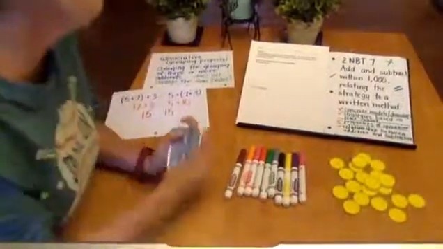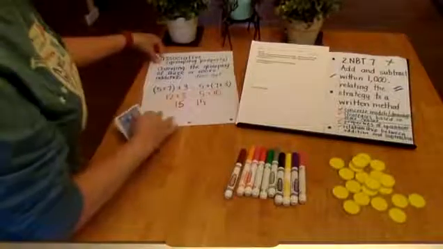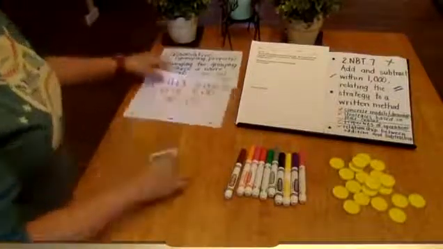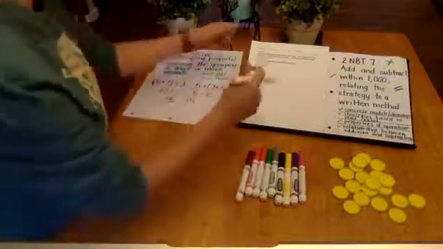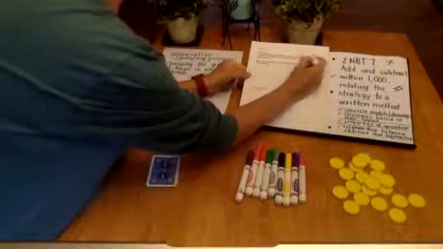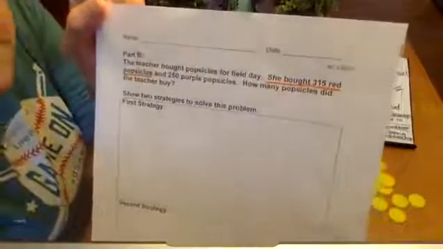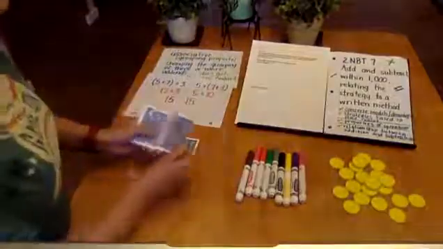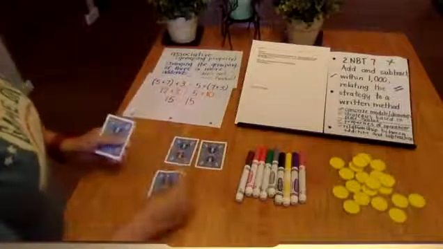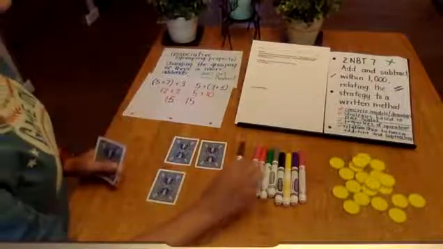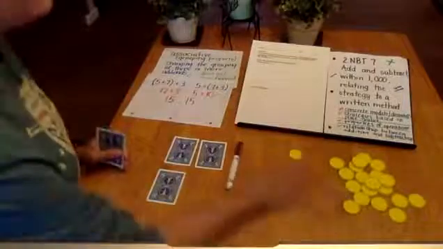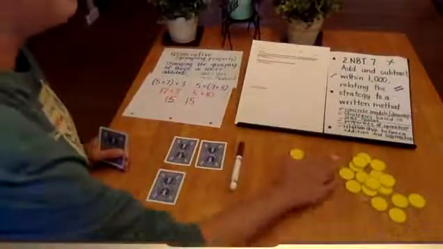So let's look. We want to see the teacher bought popsicles for field day. Can you see the problem? You can't. So we're going to start with, she bought 315 red popsicles. Okay, that's what that first part says. 315 red popsicles. Okay, so 315, I'm going to show you that concretely. So there's 100, 200, 300, plus 10, plus 1, 2, 3, 4, 5.